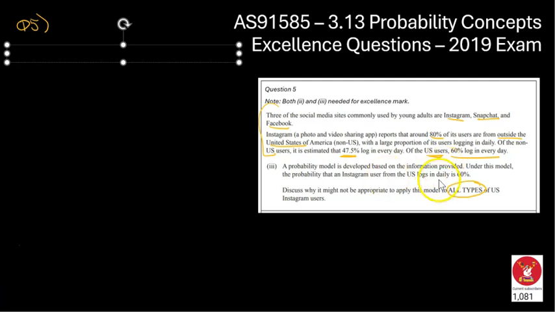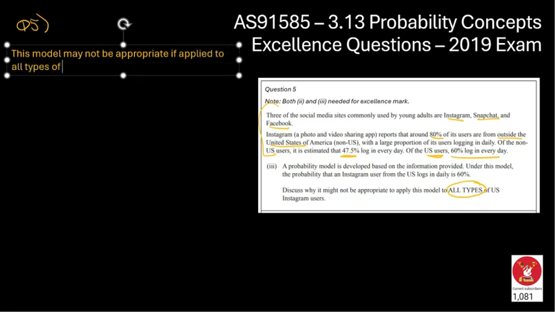Okay, so they've basically generalized this 60% number. They've generalized it for everybody, but we've been asked, is that appropriate? Is every single person going to have a 60% chance of using Instagram on a daily basis? And I definitely think not. So let's just start off with that. This model may not be appropriate if applied to all types of, I'll just call it IG users in the US.